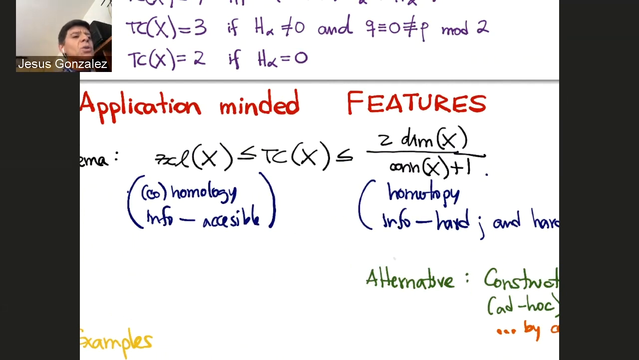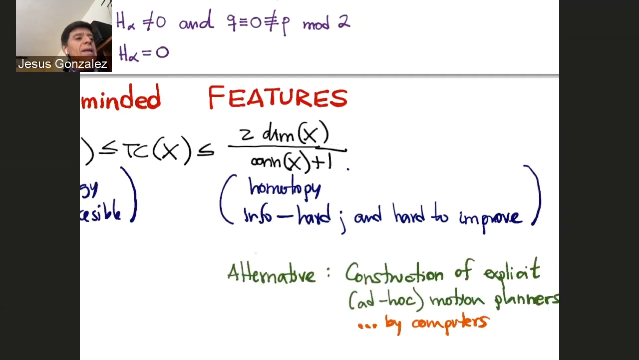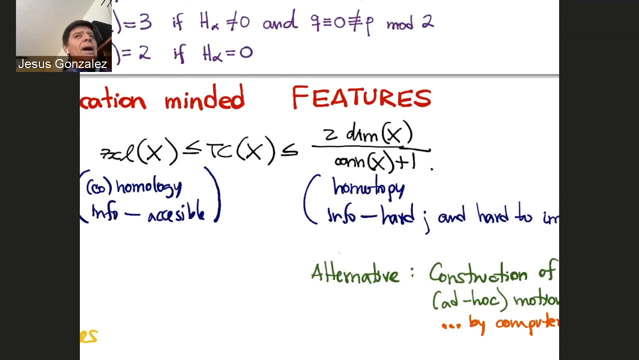On the other hand, if you want to estimate this number from above, then you have to actually use some homotopy information. And there is a general upper bound given by twice the dimension of X, or the homotopy dimension of X, divided by the connectivity of X plus 1. That gives you this estimate for the topological complexity. And of course this already involves homotopy information. But in many cases, computing the topological complexity of X actually amounts to improving either one of these bounds.